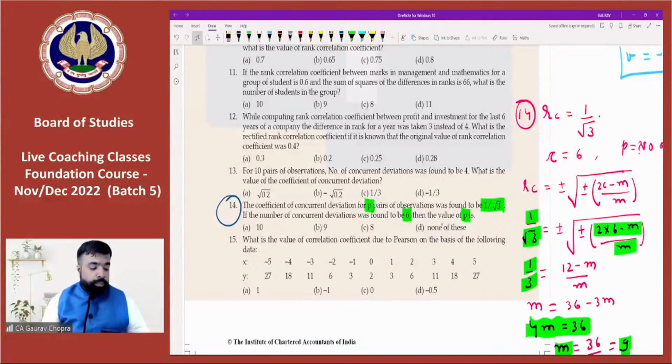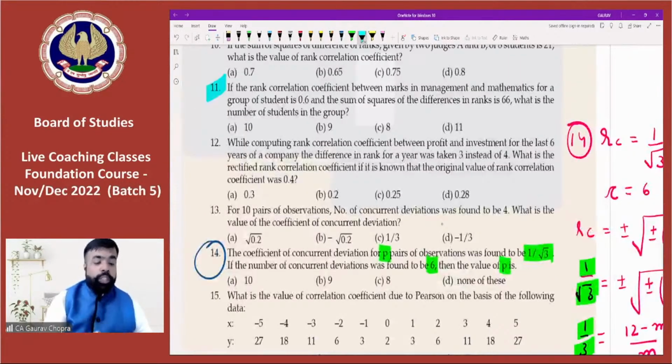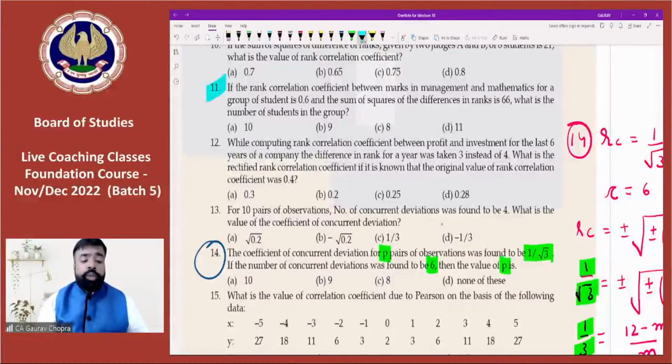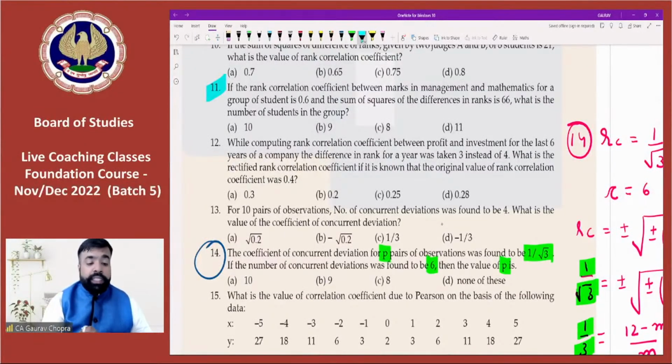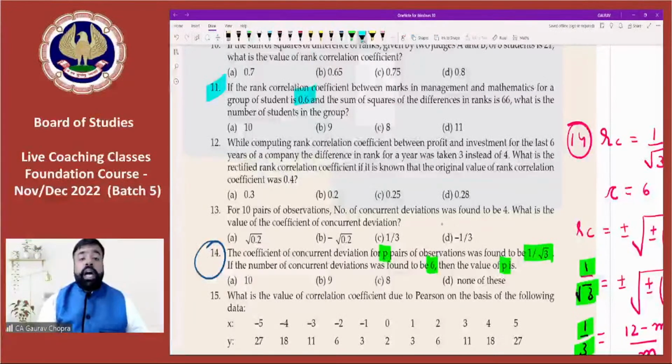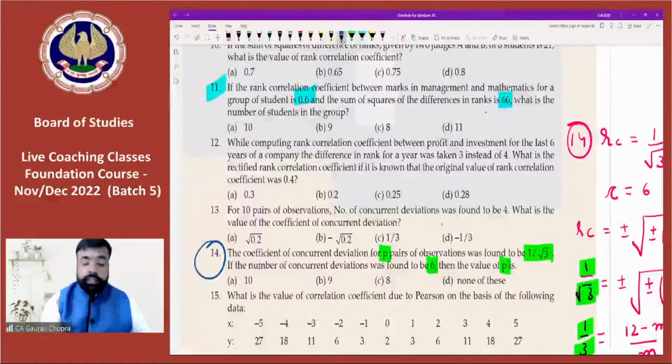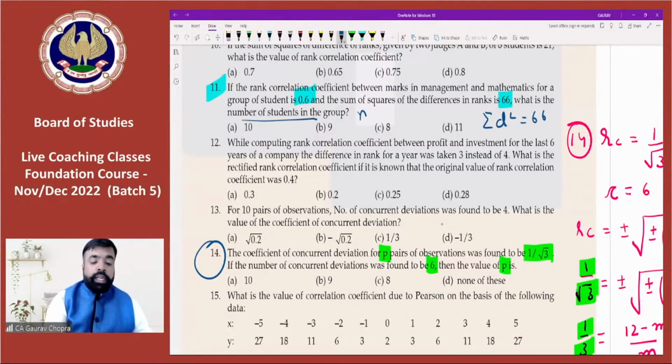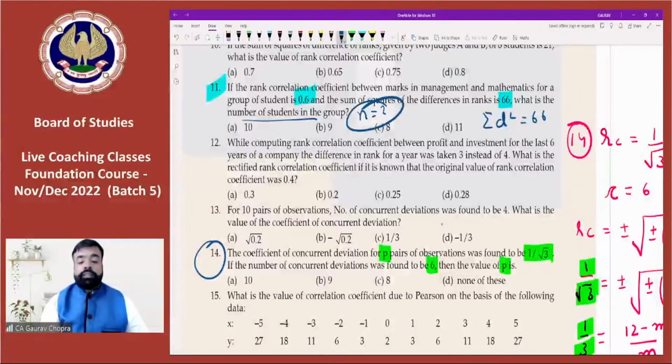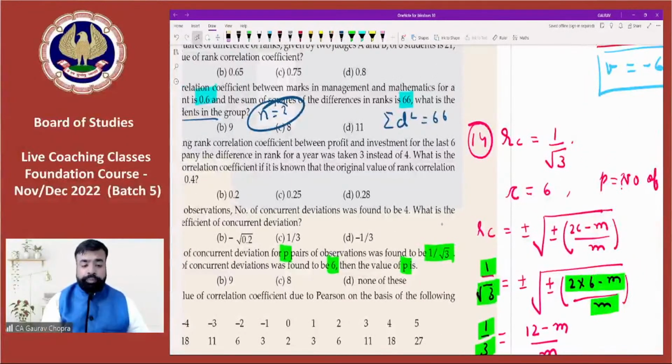Ishan is asking question number 11 of set B. Okay. This is set B, question number 11. If rank correlation between marks in management for a group of students is 0.6, so 0.6 is r, that is correlation, and sum of square of difference in rank is 66, so sigma D square is 66. Find the number of students in the group. That is, we have to calculate N. N we have to find out.